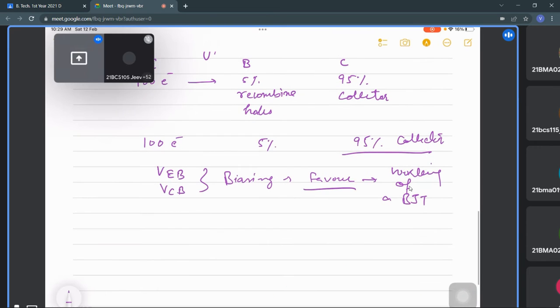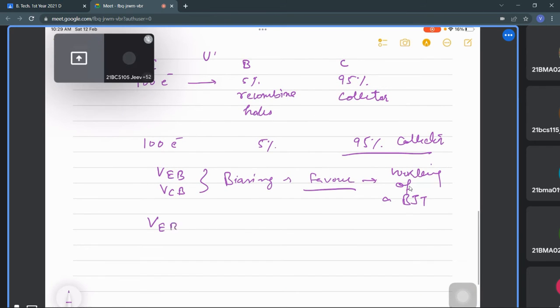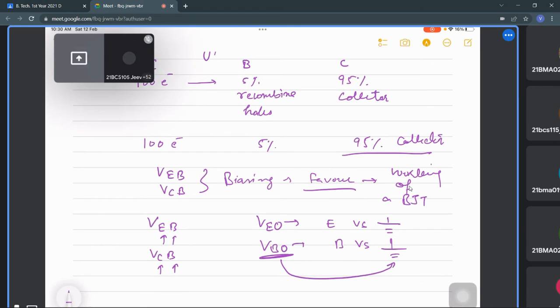Or the nomenclature: VEB means it is in between emitter and base. VCB means collector and base. VE means it is emitter versus ground. Base means base versus ground. Because another terminal is like this, 0. The second terminal is here in this case, that is ground. And here one is collector and another one is base. That is the difference. Okay?